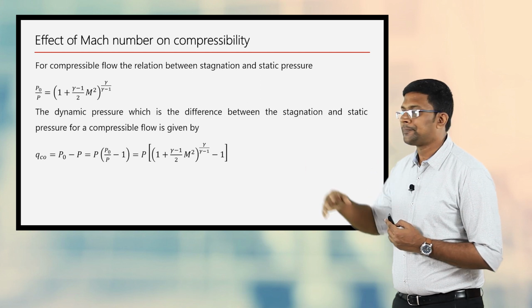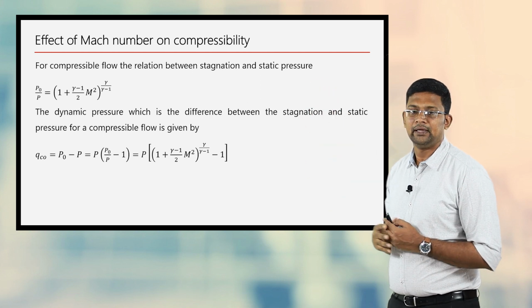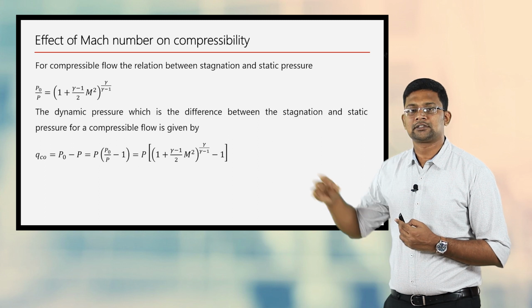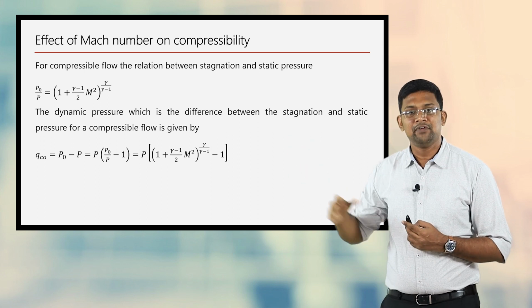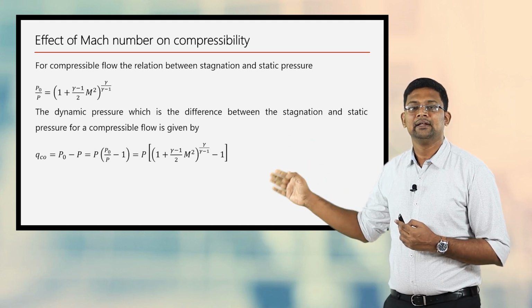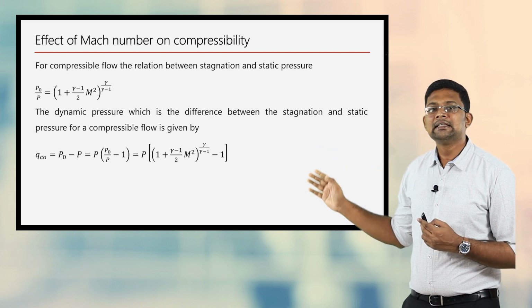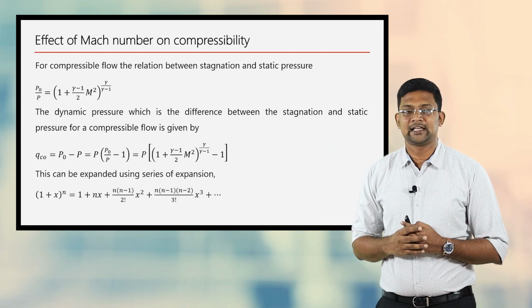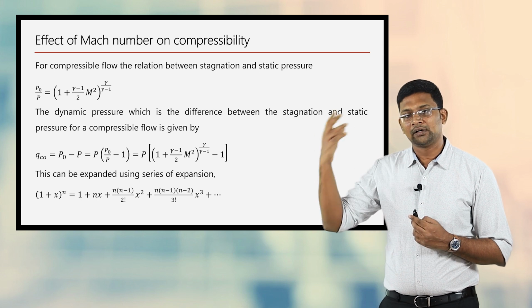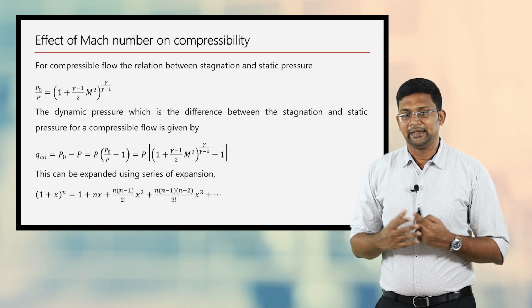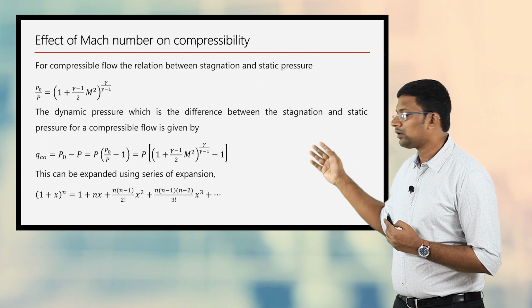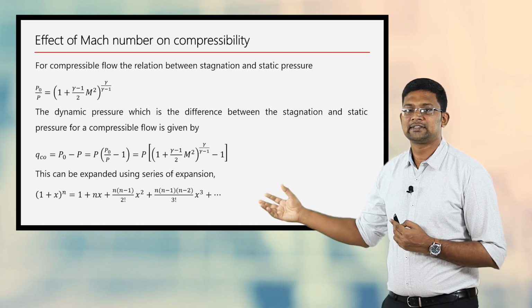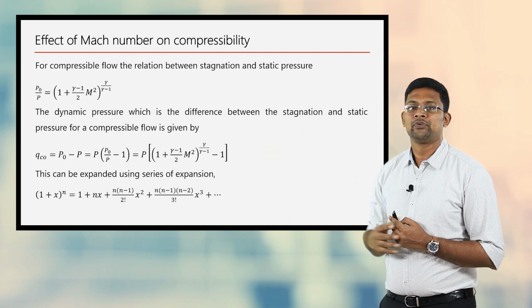We have already obtained an expression for P0 by P. Let us substitute that expression in this equation, and we have to simplify this expression. This can be easily done using the Taylor series expansion, which we have already studied in engineering mathematics. The expansion of 1 plus x all raised to n can be used to compute the value of Q_co.